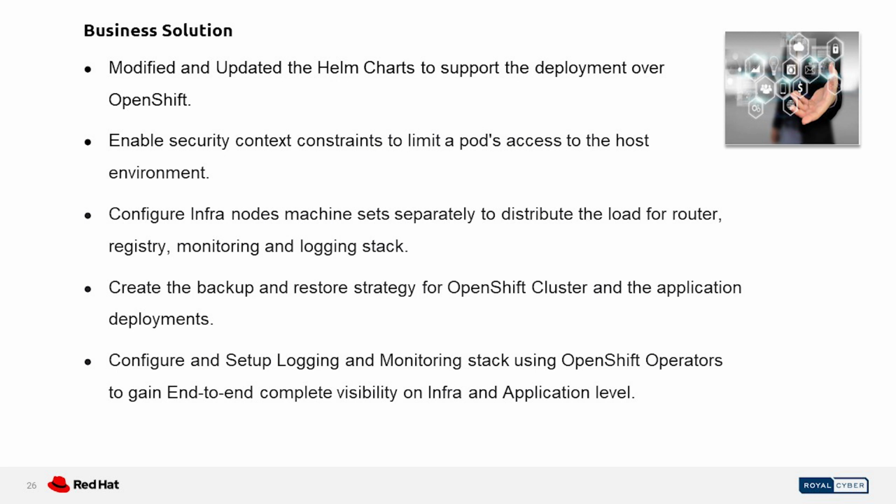We modified and updated the Helm charts to support the deployment and overall process of the code build. Also, in this migration, we enabled the security context constraints, which limit pod access to the host environment. Also, we created the backup and restore strategy for the OpenShift cluster and the application deployments. Also, we configured and set up the logging and monitoring stack using OpenShift operators to gain complete end-to-end visibility on infra and application levels.